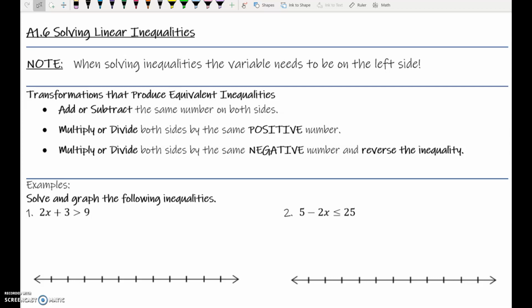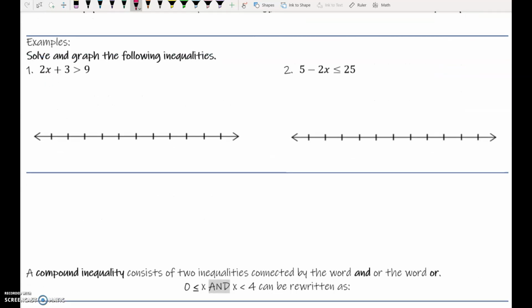Today we are looking at solving linear inequalities. That is solving things that have the less than, greater than, all of those symbols. A note, when you are solving inequalities, you need to get the variable to the left side. You always want it to be x is greater than something, or x is less than something, or greater than or equal to, less than or equal to. You don't want number, symbol, and then x. You want the x to be on the left. All right, let's just dive right in.